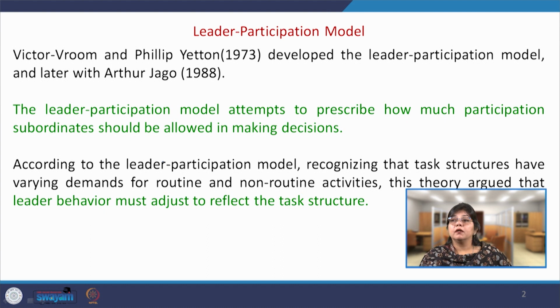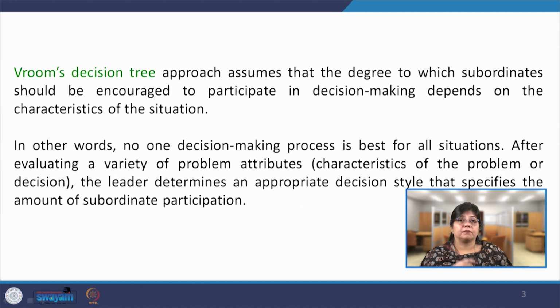According to this model, recognizing the task structures and the varying demands for routine and non-routine activities, this theory argued that leader behavior must adjust to reflect the task structure. This adjustment is based on the amount of participation allowed to the subordinates in the decision making process. To decide the amount of participation, Vroom and Yetton have proposed a decision tree. This is an approach which assumes that the degree to which subordinates should be encouraged to participate in decision making depends on the characteristics of the situation.